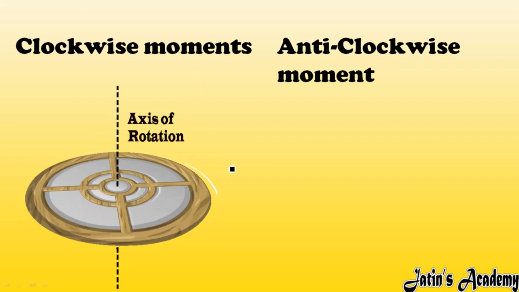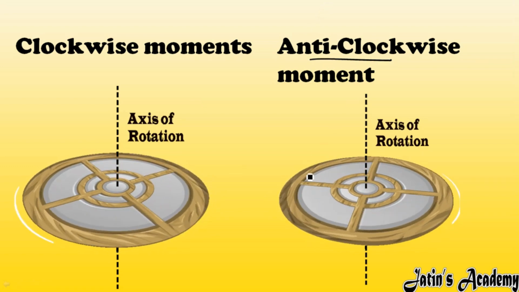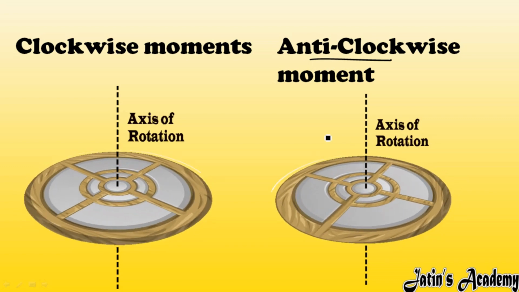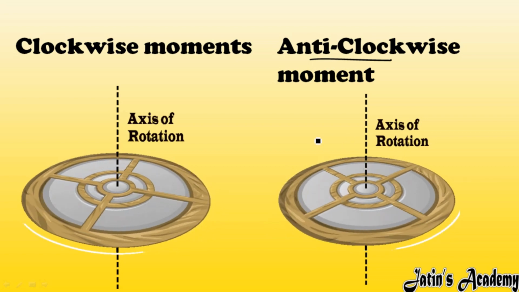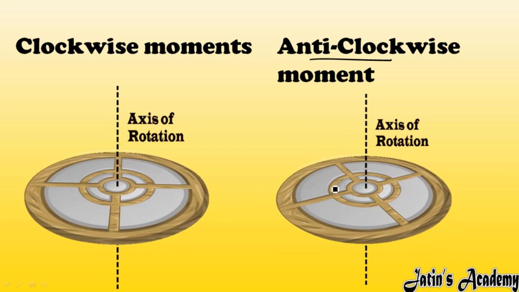In the opposite case, we have anti-clockwise movement. As the name suggests, anti-clockwise means that when an object is fixed at some point and we apply force to that object, the object starts rotating in an anti-clockwise direction. That is known as anti-clockwise movement.